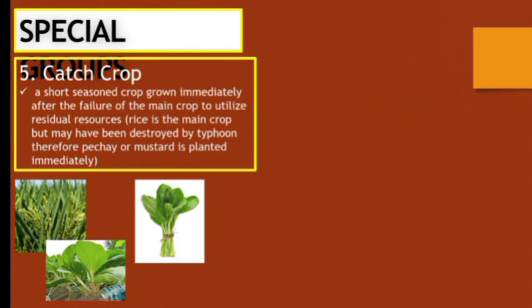Fifth is the catch crop. So a short-season crop grown immediately after the failure of the main crop to utilize residual resources, which is, the rice is the main crop but may have been destroyed by the typhoon, before pechay or mustard, which is planted immediately.